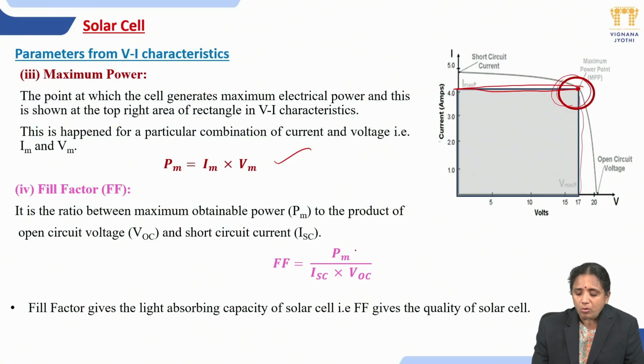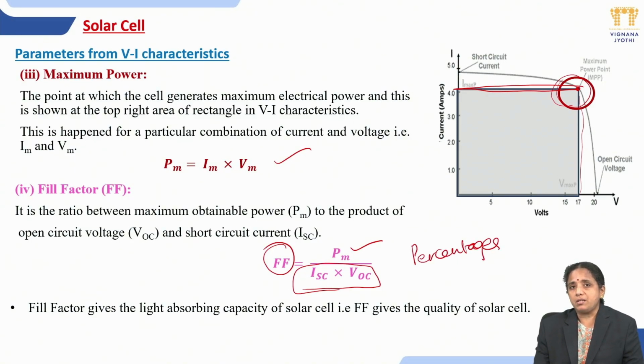It is the ratio of the maximum obtainable power to the product of short circuit current and open circuit voltage. This is the mathematical expression from which you can calculate the fill factor value. Usually this fill factor value is expressed in terms of percentages. If the fill factor is 70%, then that solar panel is very good. The light collecting capacity of the material is very high, so it can generate more electrical energy. In that way, we will conclude based on the fill factor values.